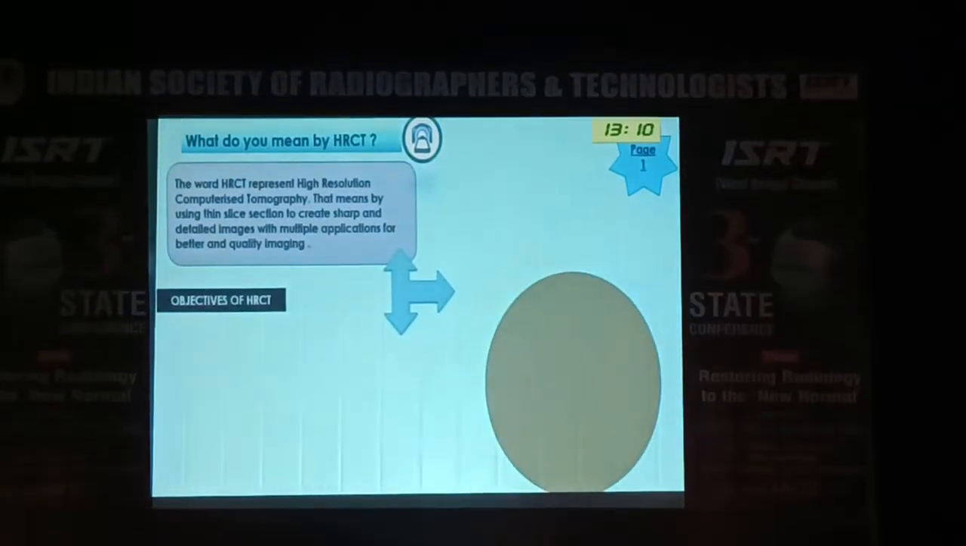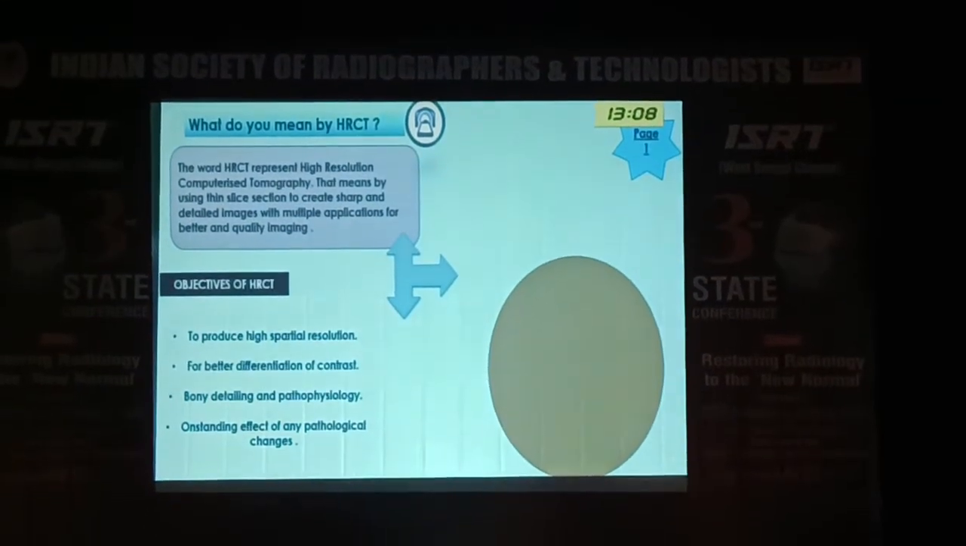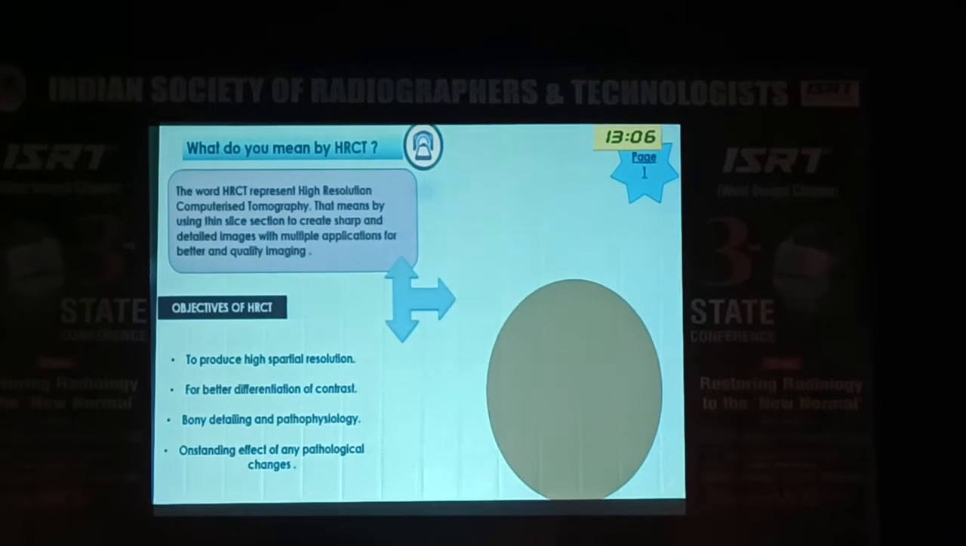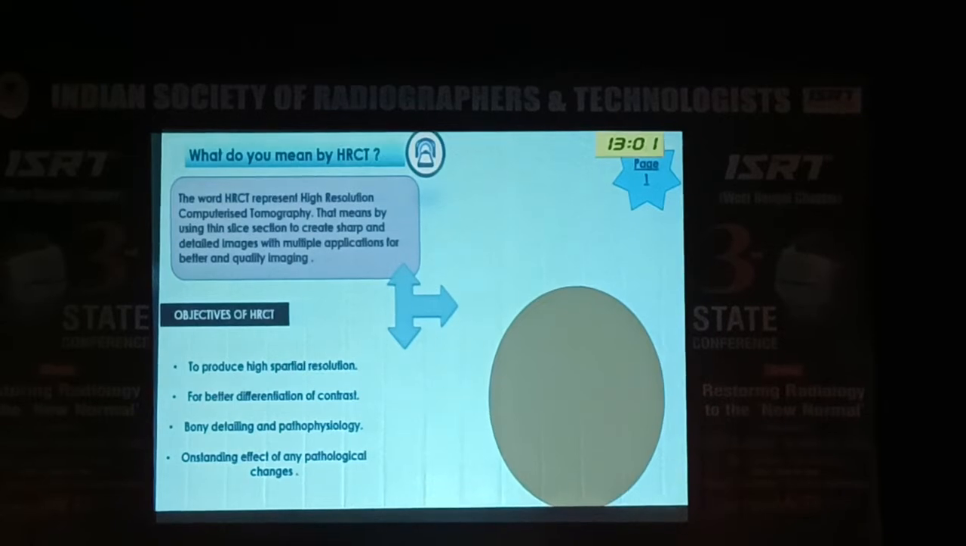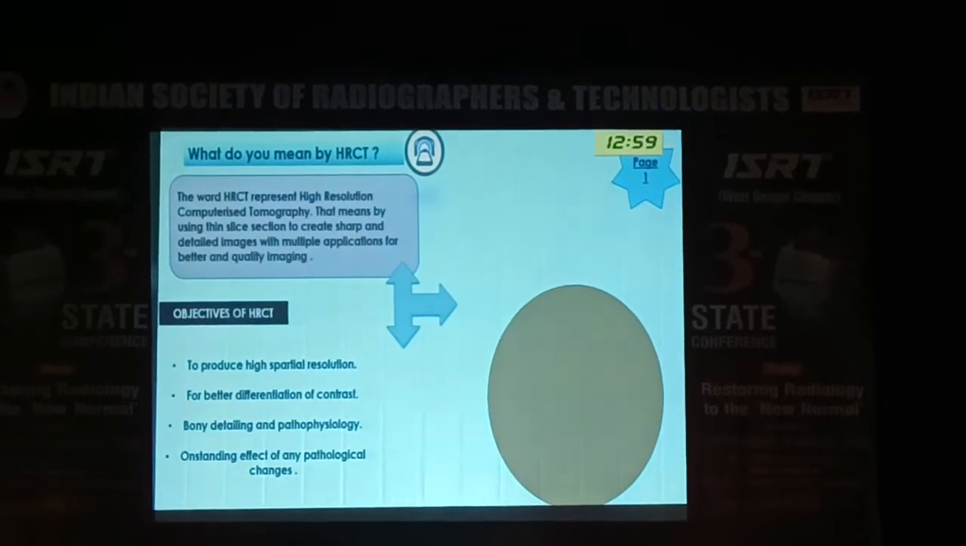So what are the objectives of HRCT? HRCT has the objective to produce high quality imaging, high spatial resolution. So what is spatial resolution? As we all know, it is the ability to differentiate between two delineated structures.